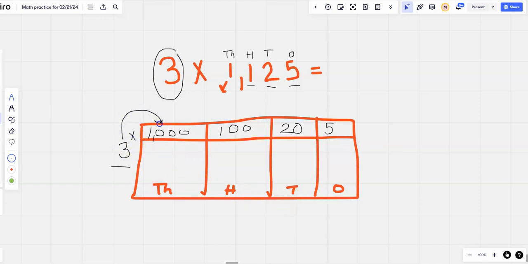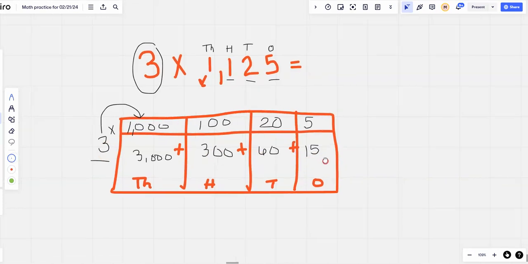So 3 times 1,000 is 3,000. 3 times 100 is 300. The 3 times the 20 is 60. And the 3 times the 5 is 15. Last and final step, we're going to add all of these numbers together to get our final answer. Okay, that's how you fill in the area model.